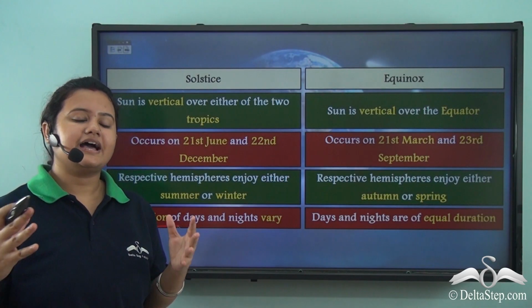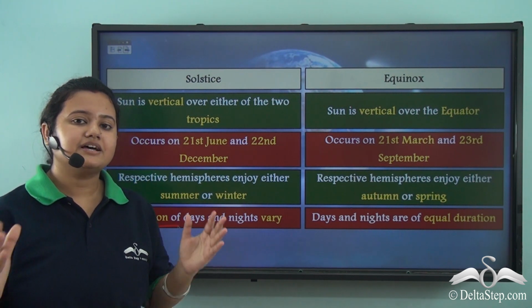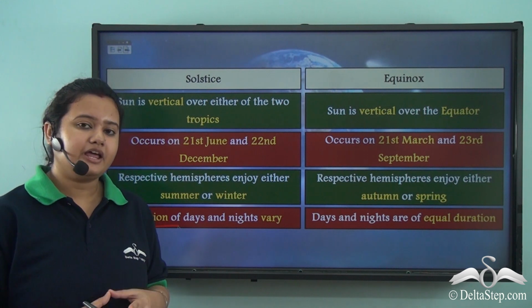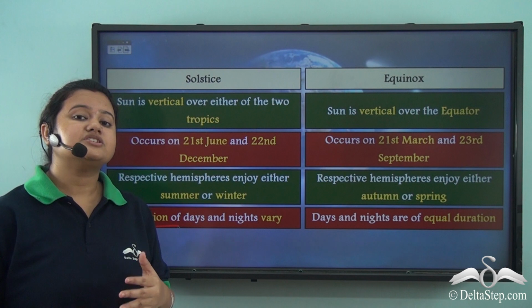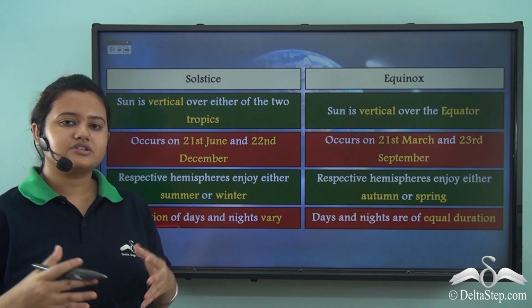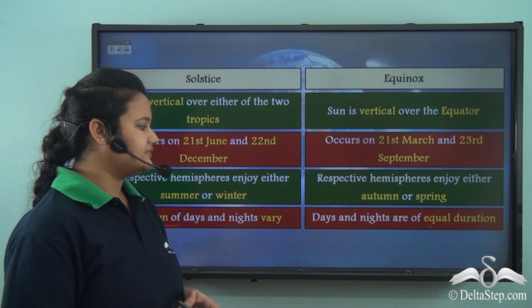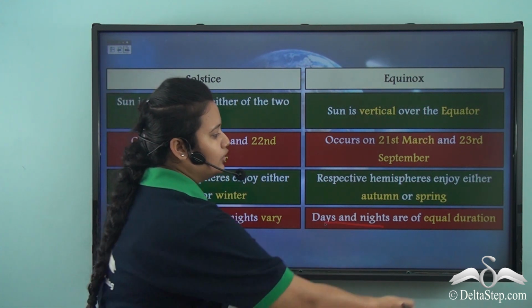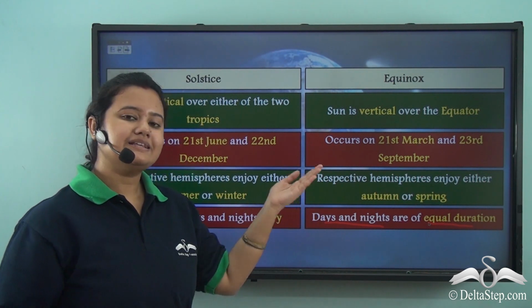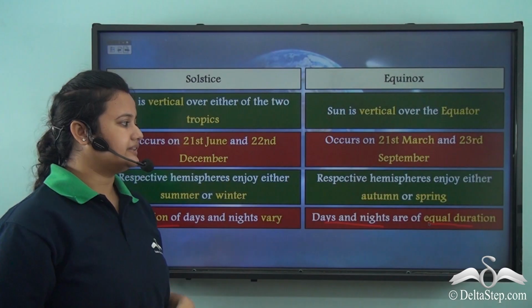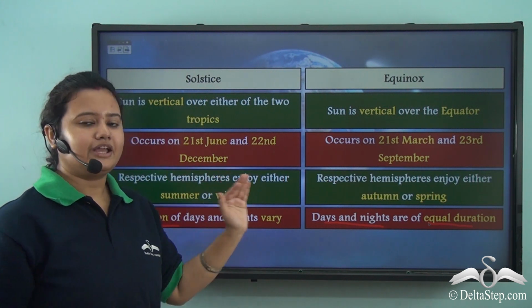During summer solstice, as we know, in northern hemisphere, the days are longer while nights are shorter. Whereas in southern hemisphere, the days are shorter while nights are longer. Whereas during winter solstice, the reverse occurs. Now, coming to equinox. During equinox, as we know, the days and nights are of equal durations during both autumn equinox and spring equinox. So, these are the important points of distinction between solstice and equinox.